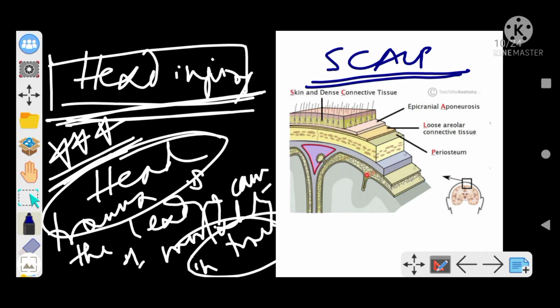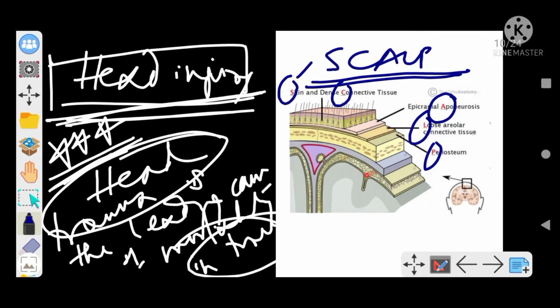So as you see here, with the name itself, we can identify the layers of the scalp from above down. So first is skin, then there is connective tissue, right? Skin, connective tissue. Then there is aponeurosis, then loose areolar tissue, and periosteum. These are the 5 layers of the scalp. Now we will look at each layer. I will discuss in this video only the different layers and their importance.